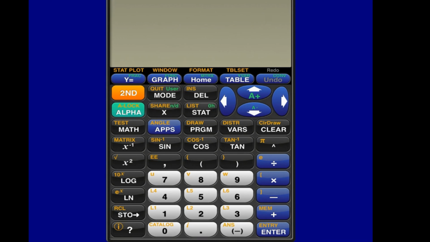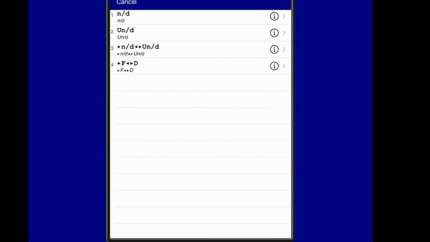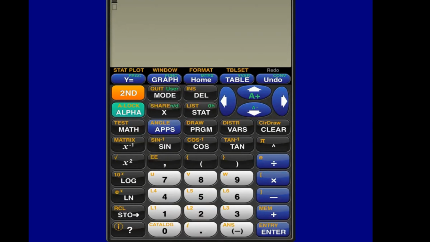I'm going to try something. This student told me a long time ago. So alpha y equals. You'll see this says fraction in green there, so let's just try it. Do you see what it did? It made a fraction for me. So again, that was alpha y equals. Good job, student of the past.